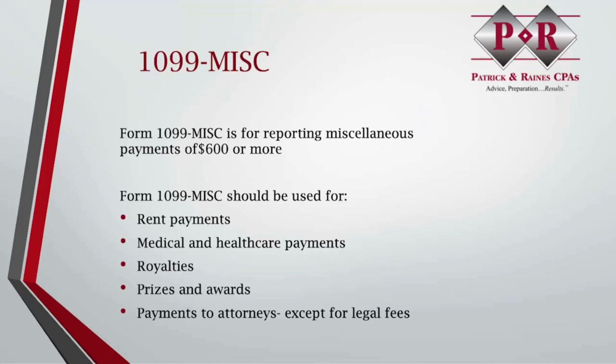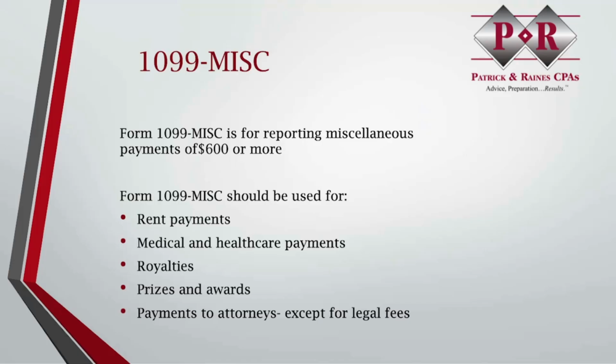Now let's talk 1099 MISC. Form 1099 MISC is for reporting miscellaneous payments of $600 or more. You'll use this form to report rent payments, medical and healthcare payments, royalties, prizes and awards, and payments to attorneys, but not for legal fees. That goes on the NEC.